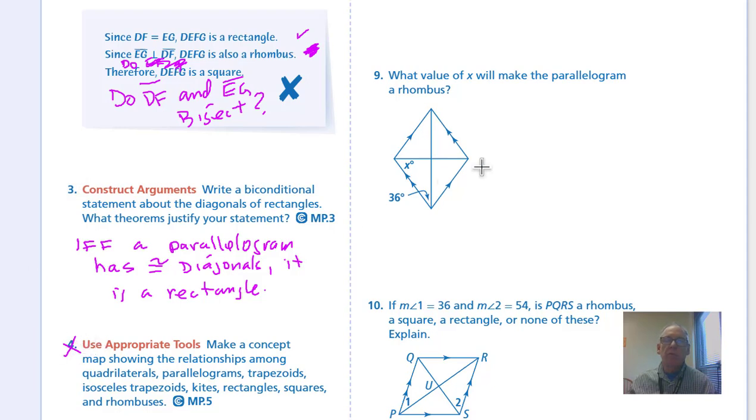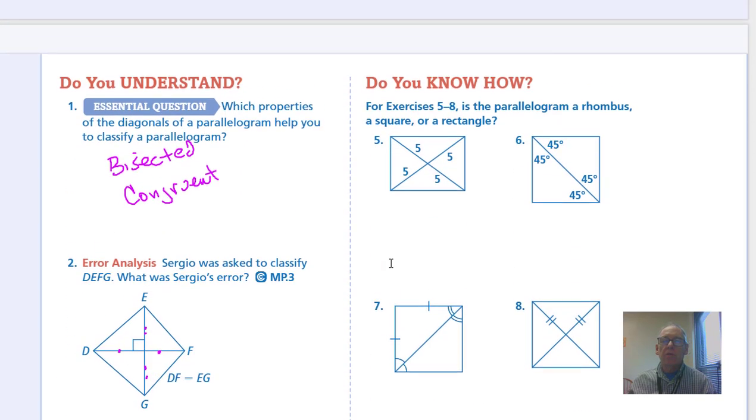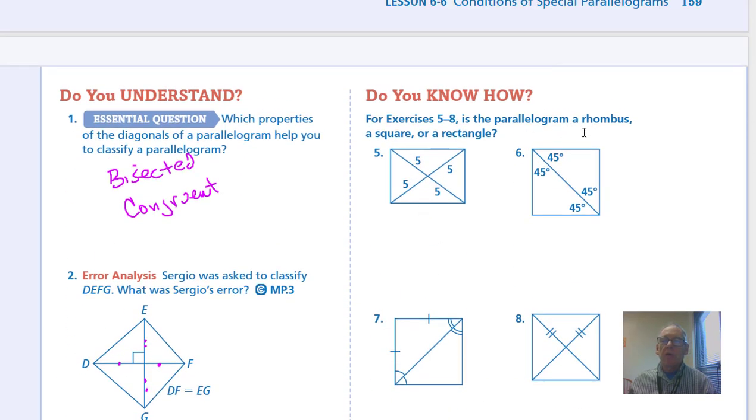Okay, we're going to skip number 4. Let's look at number 5. Is it a parallelogram? Is it a rhombus, square, or a rectangle? So let's see what we got here. Okay, here they're showing us that the diagonals bisect each other.